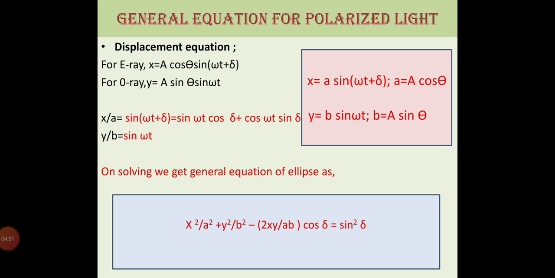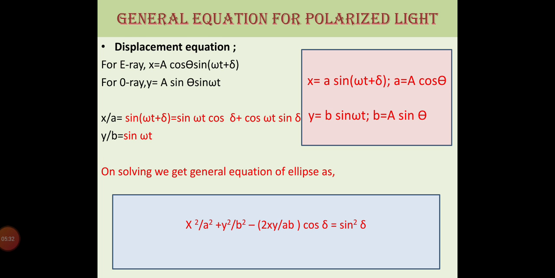If I substitute A cos theta as small a and A sin theta as small b, then we get x equals a sine of omega t plus delta and y equals b sine omega t. Now if we rearrange these equations as x by a and y by b and solve them using the general relations, we get the general equation of an ellipse as shown here in the box: x squared by a squared plus y squared by b squared minus 2xy by ab cos delta equals sine squared delta. So this is the general equation which we have obtained, and this is the equation of an ellipse.